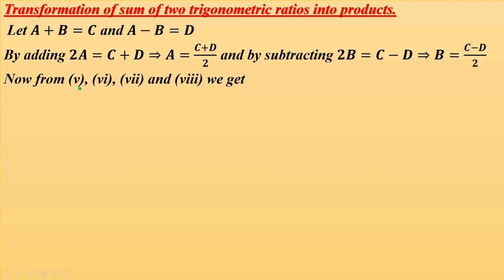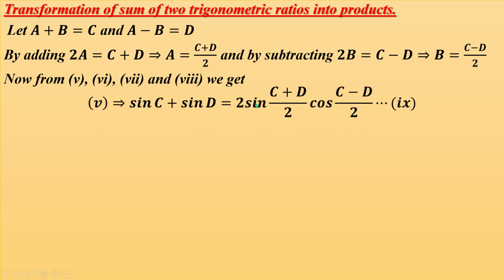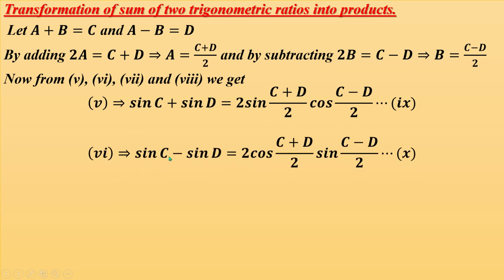Now from equations 5, 6, 7 and 8 in the previous slide, the right side converts into the left side, and the left side will be sin c plus sin d. The right side will be 2 sin((c plus d) by 2) cos((c minus d) by 2). And in this way we can write sin c minus sin d equals 2 cos((c plus d) by 2) into sin((c minus d) by 2).